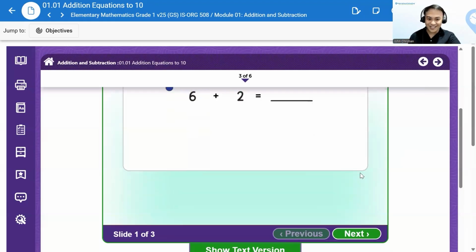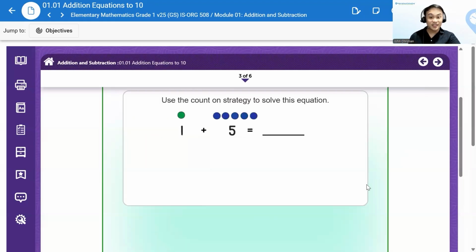What about this next problem? Use the countdown strategy to solve this equation. 1 plus 5 is equal to... But my question is, what are the addends? Very good. The addends in this equation are 1 and 5. Now, use the countdown strategy to find the sum.